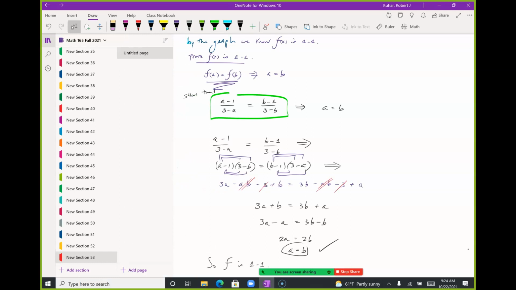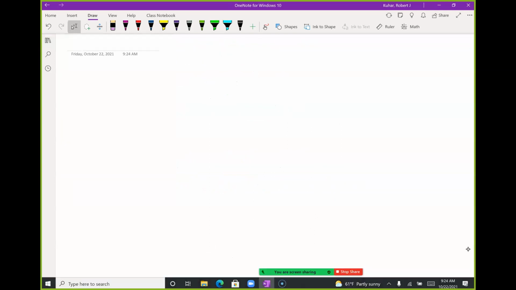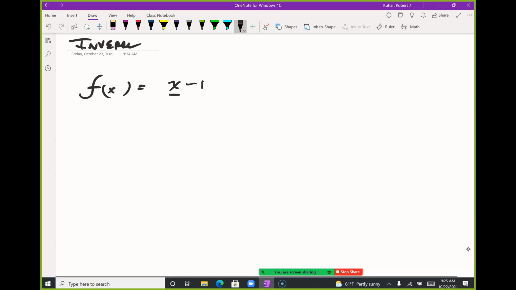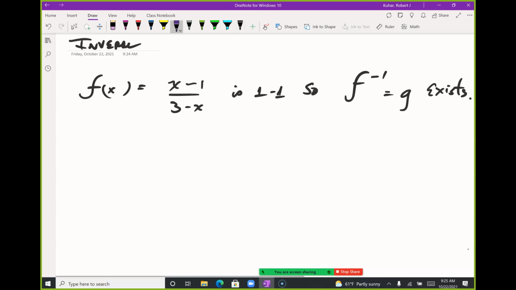Okay, so we know I'm going to find the inverse now. So f, x minus 1 over 3 minus x, is 1 to 1. So f inverse, or g, exists. I just like to call it g because it saves me a little time. No one ever says, what up, f inverse? We would say, what up, g? It's just quicker. So how do I find it?